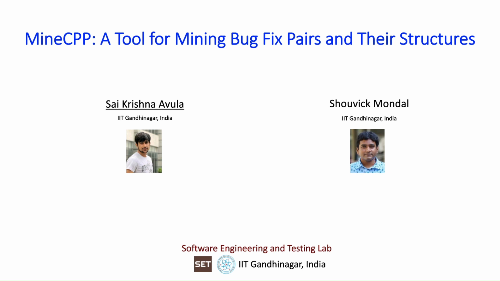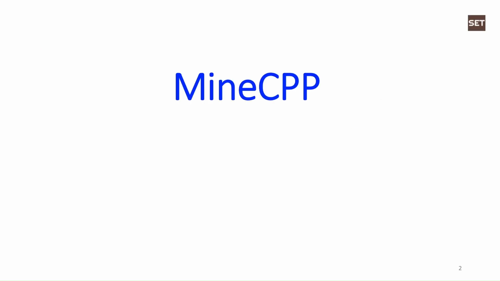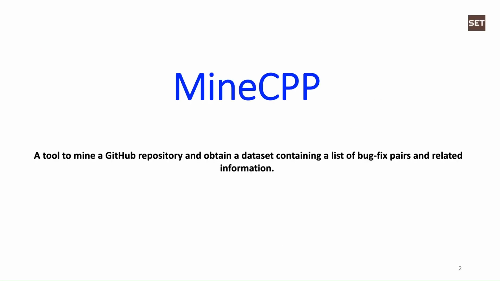In this demonstration, I'll be talking about a tool named MineCPP. MineCPP is a tool to mine GitHub repositories and obtain a dataset containing a list of bug fix pairs and related information. MineCPP is also known as Minecraft++ as it is an extension to our previous work, Minecraft.